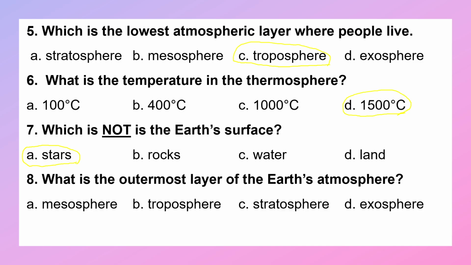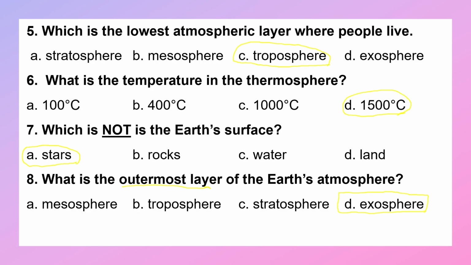Right. Number 8. What is the outermost layer of the Earth's atmosphere? The key word here is the outermost layer. Okay, what do you think is the last layer here? A. Mesosphere. B. Troposphere. C. Stratosphere. Or D. Exosphere. Okay, the correct answer is letter D. Exosphere.